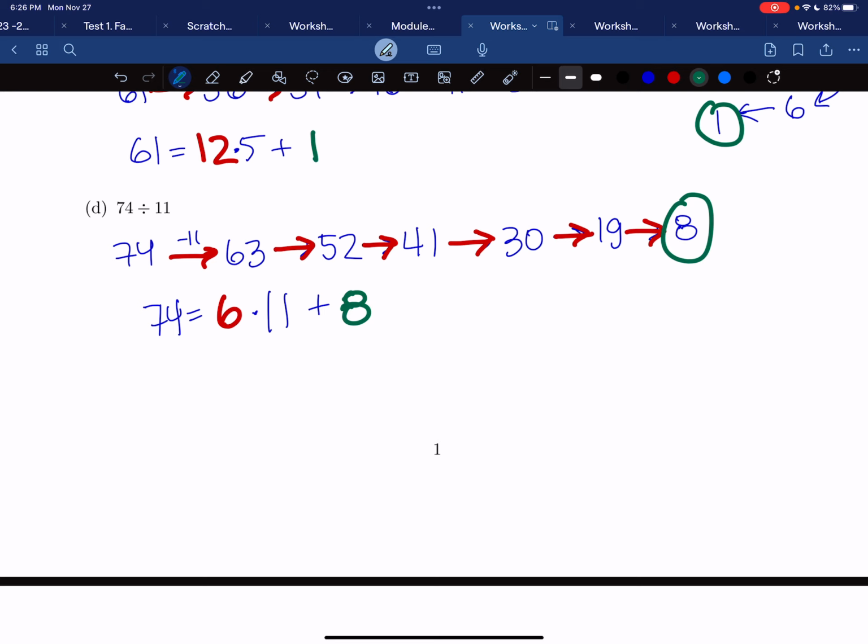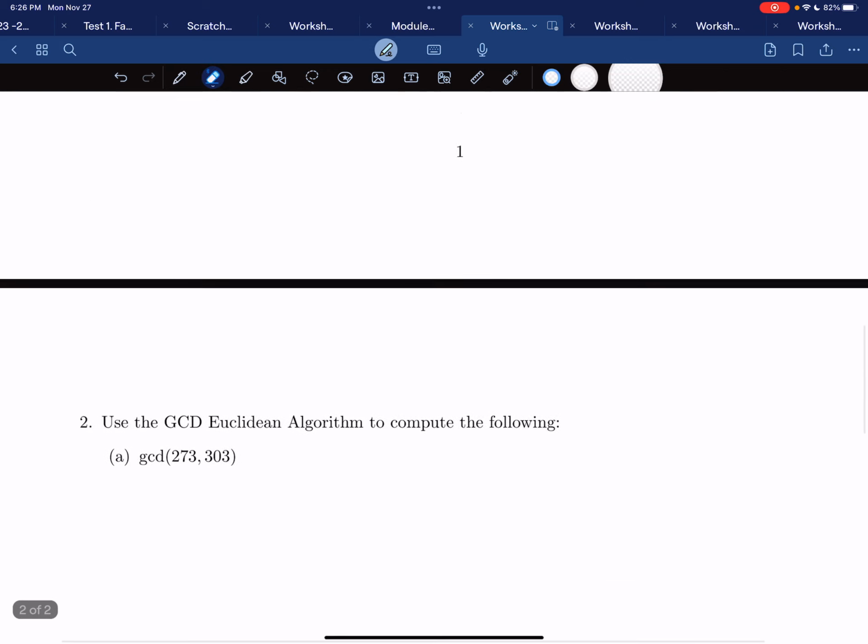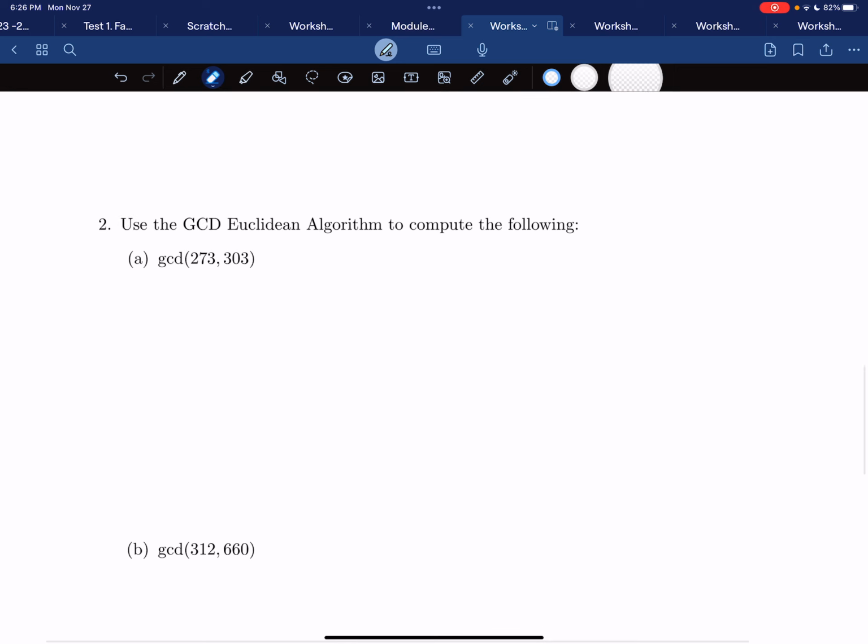Okay, and so that is one way we can approach that. We can also use the Euclidean GCD algorithm to compute the following.